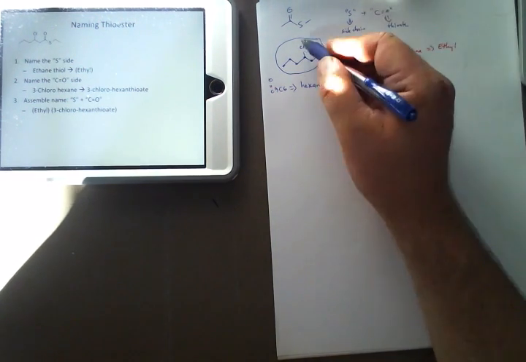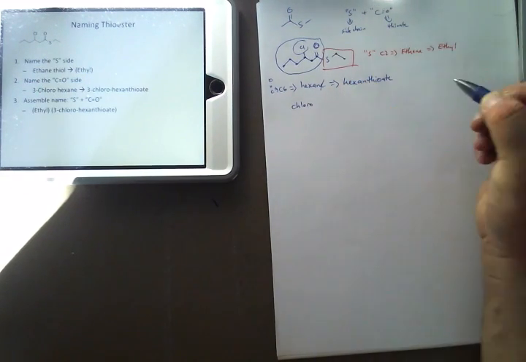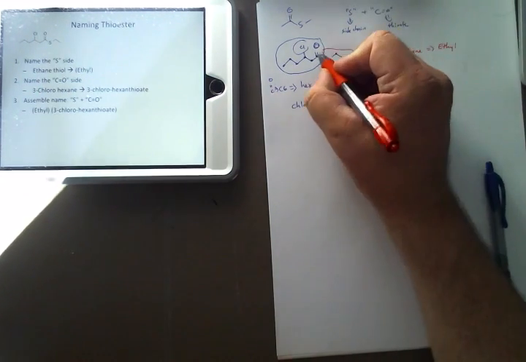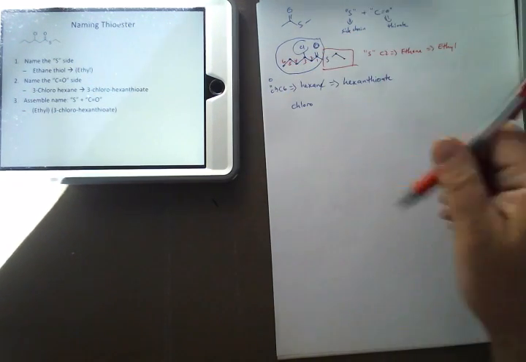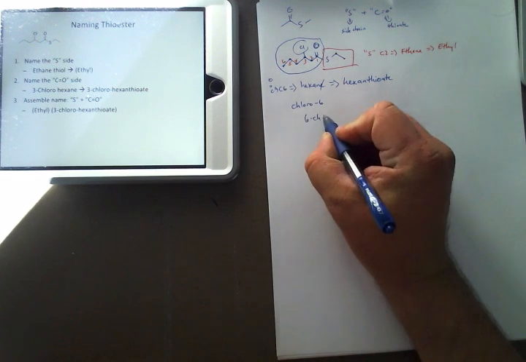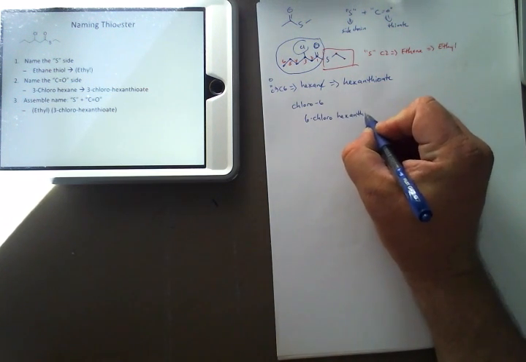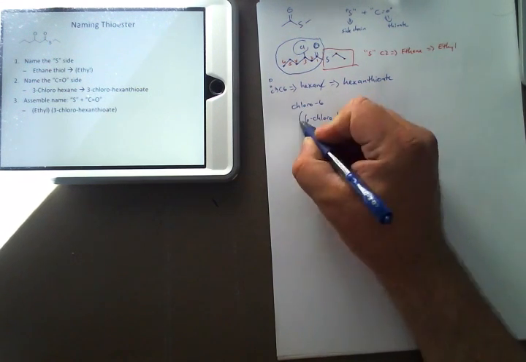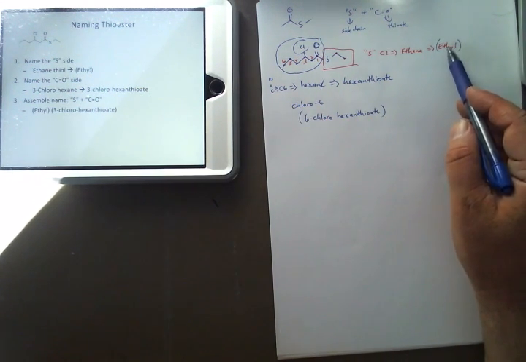But remember we have this chlorine here, so we have a chloro. Counting 1, 2, 3, 4, 5, 6, it's hanging off of carbon 6, so it becomes 6-chlorohexanethioate. Put these in parentheses, so again, it becomes this in front and then that.